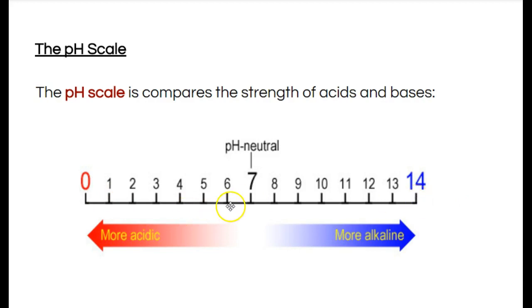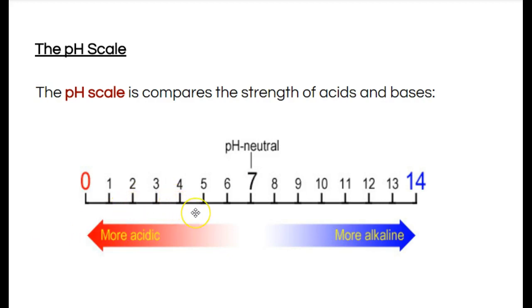And so anything that is below 7 on the pH scale is considered to be acidic. And anything that has a pH above 7 is considered to be alkaline or basic. And so right in the middle at 7, anything with a pH of 7 is considered to be a neutral substance. So as you may expect, pure water should have a pH of 7, because it's neither an acid nor a base.